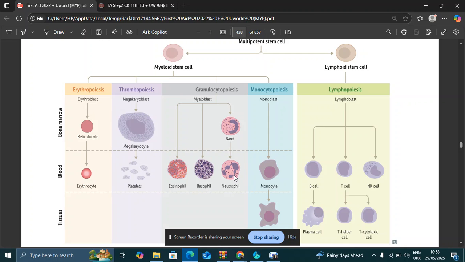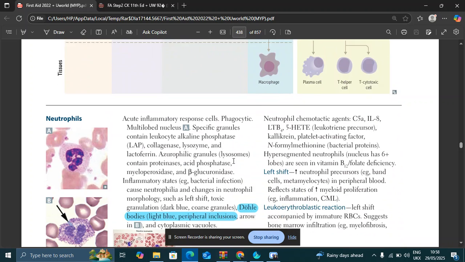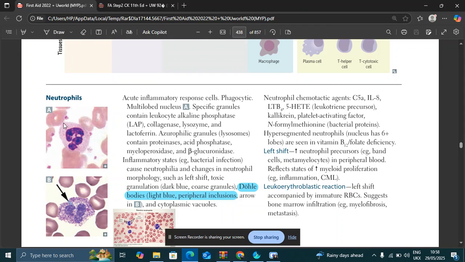They are multi-lobed, okay? So for the neutrophil, look at image A. This is a neutrophil with a multi-lobed nucleus. Eosinophils are usually bilobed. They are like headphones. So neutrophils are multi-lobed.